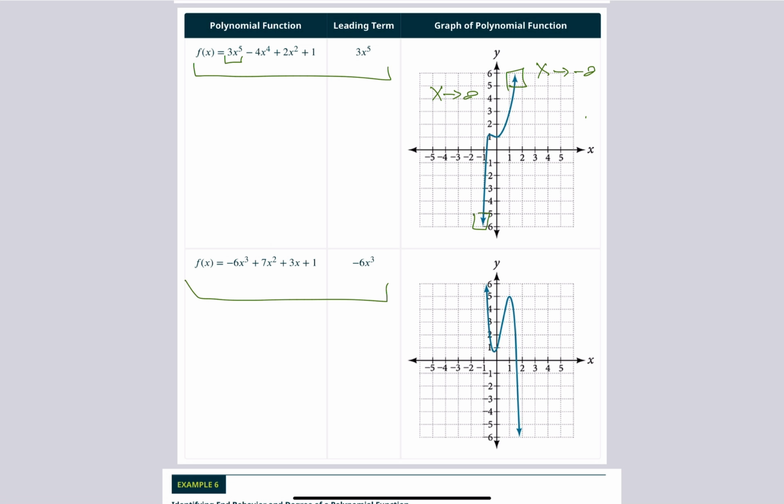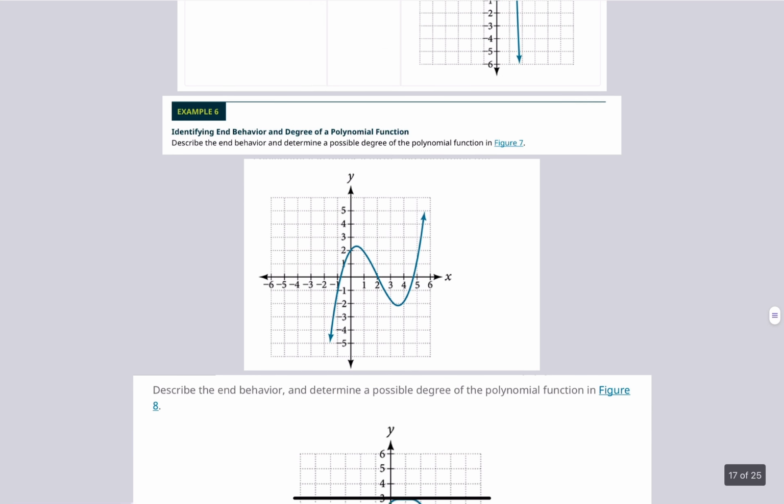Check if your answer matches the graph I'm showing. Same with the second one. Find the end behavior. And if you do have any questions, make sure to ask them in class.